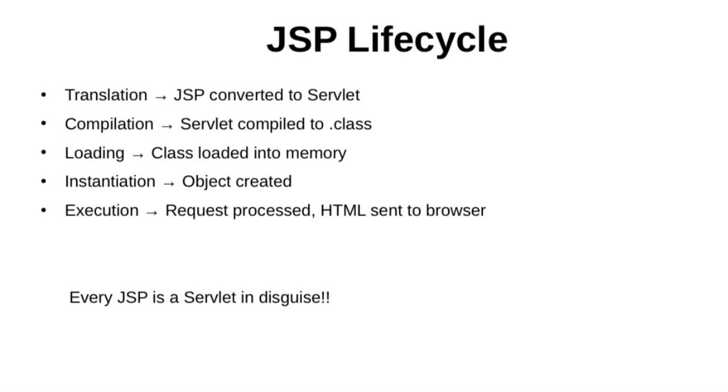JSP goes through several steps before showing the output. The first is translation, where JSP is converted into a servlet. Then compilation, the servlet is compiled to a class file. Then loading, the class is loaded into the memory. Then instantiation, the object is created, and the last step is execution, where the request is processed and the output is sent to the browser.